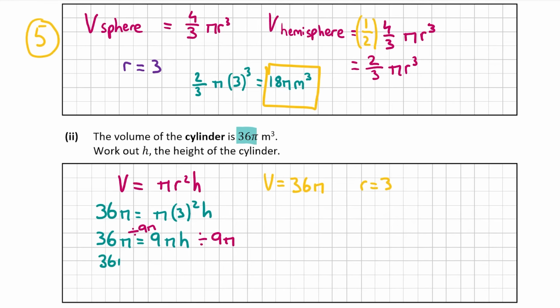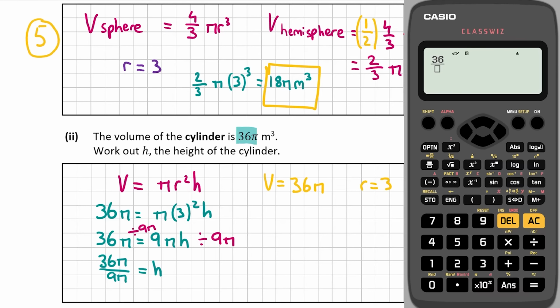So that gives me 36 pi over 9 pi, and 9 pi h divided by 9 pi, both of the 9 pi's will just cancel, and we'll be left with h. And that's exactly why I divided by 9 pi, so that I'll be left with just h on the right hand side. Now we can do 36 pi over 9 pi.